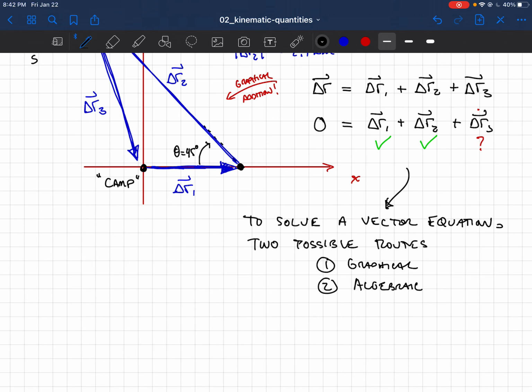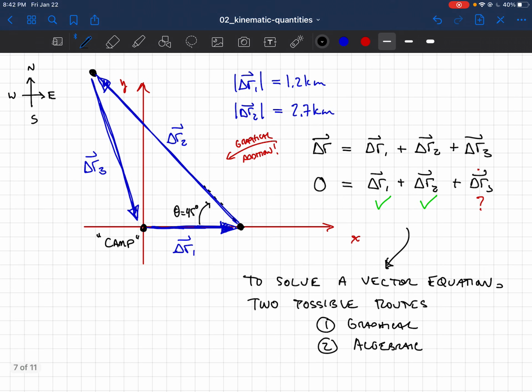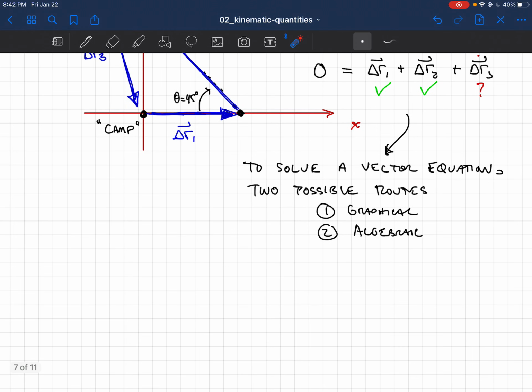So the graphical means using basically graphical addition of vectors, using the vector diagram that we've already found here. And then often it will involve some trigonometry or geometry in order to find the unknowns. Algebraic means that we use coordinates. Well, we use a coordinate system to give us components of the vector. So let's do both of those methods. So the first is the graphical method.